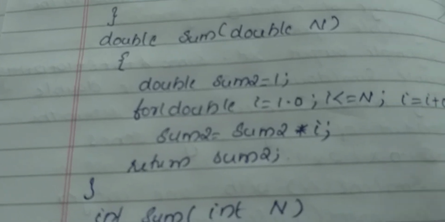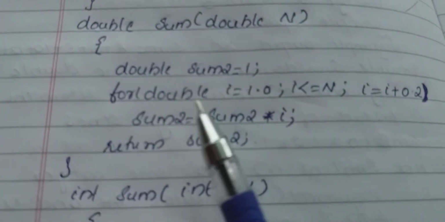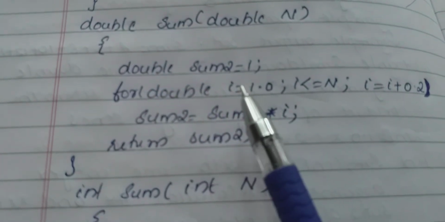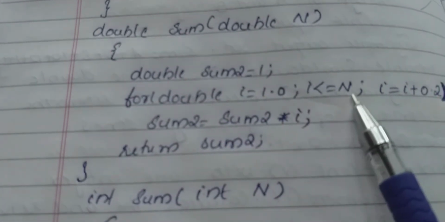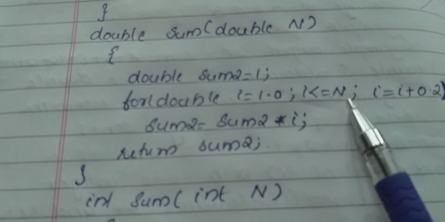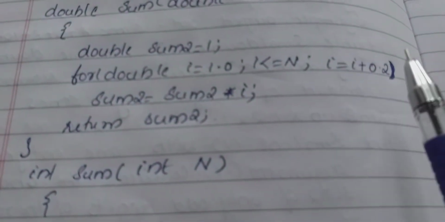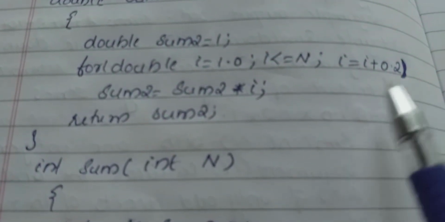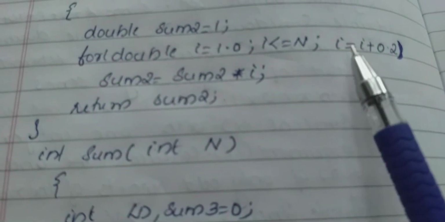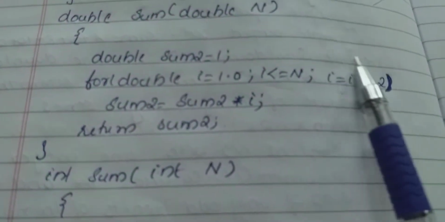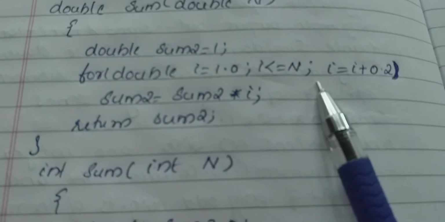Clear? So our for loop goes, for double I equal, so you know what the first term is? 1.0. Then I less than or equal to n, isn't it? N is the final term. Then for each loop iteration, the value of I will be incremented by 0.2. That is I equal I plus 0.2. Instead of this, you can give I plus equal 0.2. Both are right. The shorthand assignment operator also we can use over here.